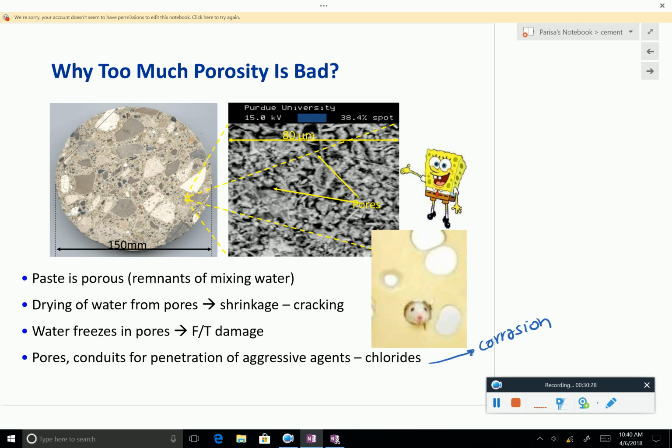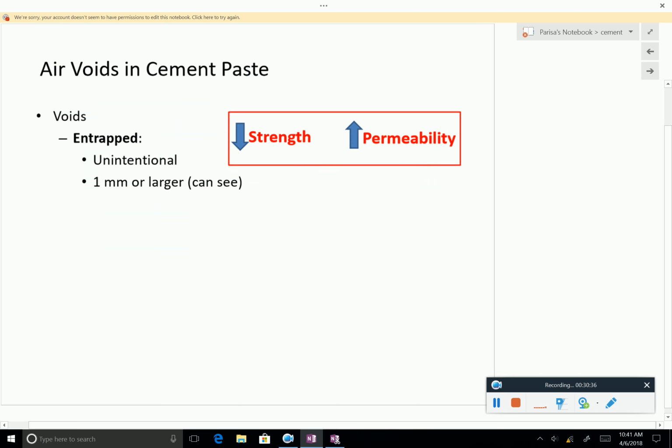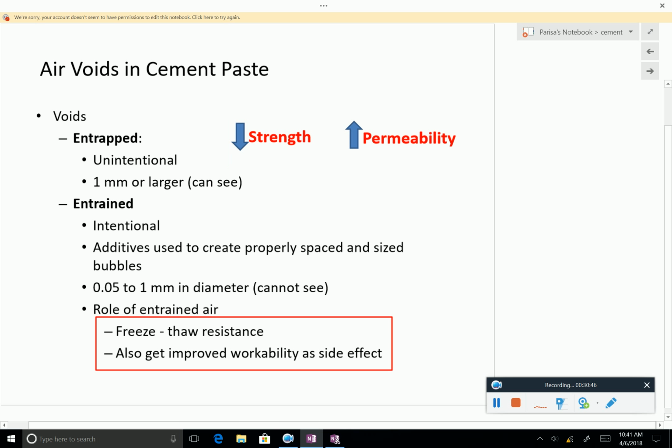Any questions about this? Super important. Just remember that this is not air voids. We are really talking about capillary porosity. So generally, when you have any kind of voids, strength decreases and permeability increases, except for the entrained ones, which we like them to be, and they increase durability.